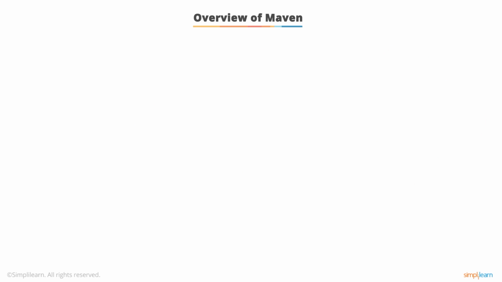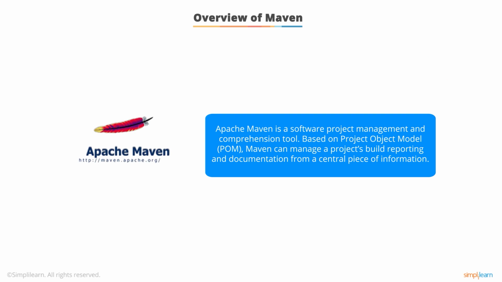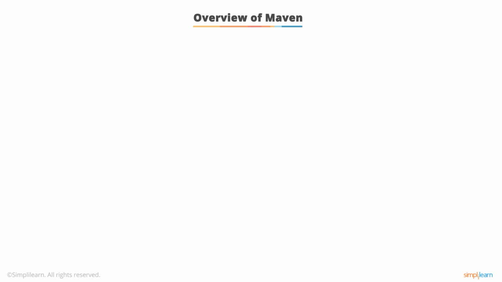An overview of Maven. Apache Maven is a comprehensive software project management tool. Based on the project object model, also known as the POM, Maven can manage a project's build, reporting, and documentation from a central XML file. Let's take a look at the key points of Maven.